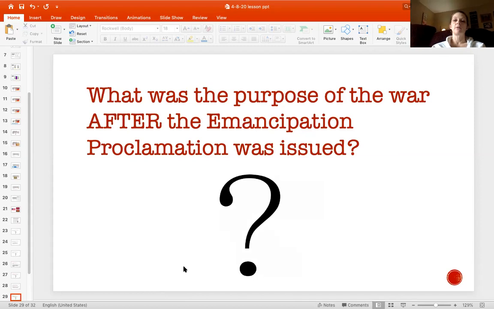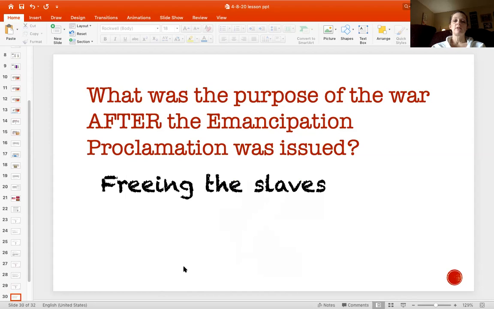What was the purpose of the war after the Emancipation Proclamation was issued? Remember, the purpose of the war changed because of this document. So what was the new purpose of the war? If you answered freeing the slaves, then you got that one right. Let's see what the next one is.